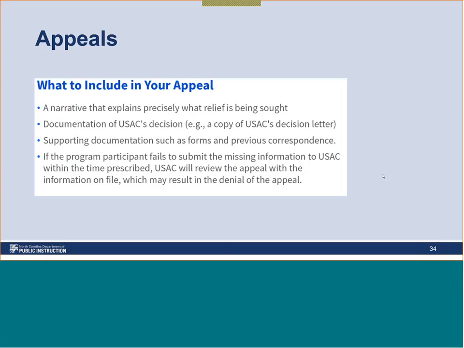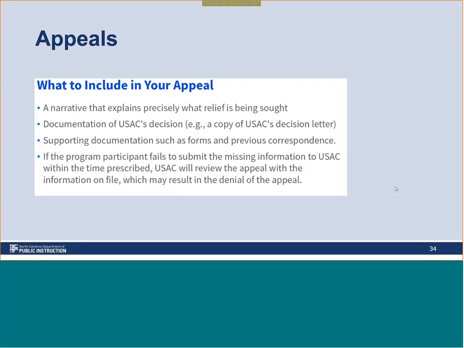All right, and that's, again, what to include, which is basically more about your response. And so a narrative that explains precisely what relief is being sought. That basically says what it is you're looking to have USAC do, or what is the purpose of your appeal? Is it to get the money back, be refunded? You know exactly what your decision is, and again, a copy of the decision letter that you got from them that you're appealing. And then of course you'll want to include supporting documentation such as forms or previous correspondence that support you and why you are appealing in the decision that you are ultimately looking for.